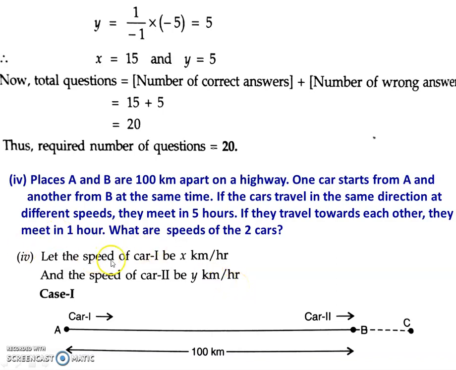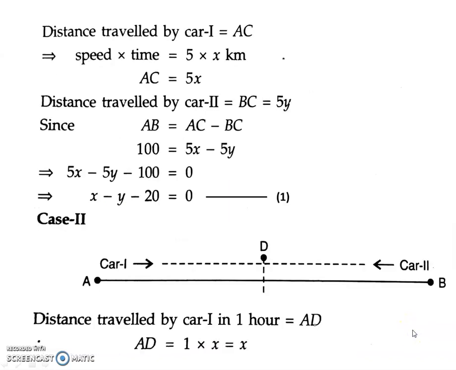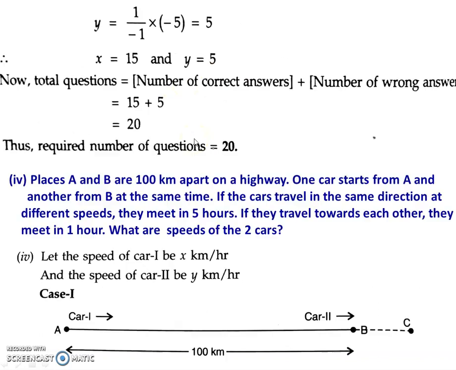So, we'll take the speed of car 1 as x km per hour and the speed of the second car as y km per hour. These are the places A and B which are 100 km apart. So, in case 1, they are going in the same direction. So car 1 is going this side, car 2 is also going the same side. Now they will be meeting somewhere at point C, we are assuming. Let them meet somewhere at point C. Now the distance travelled by car 1 will be AC.